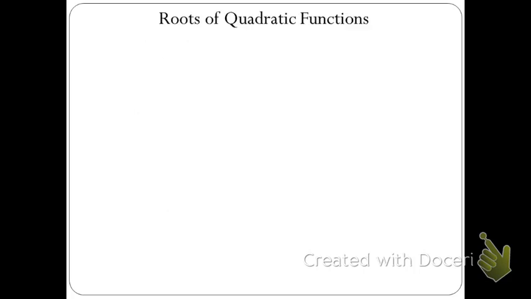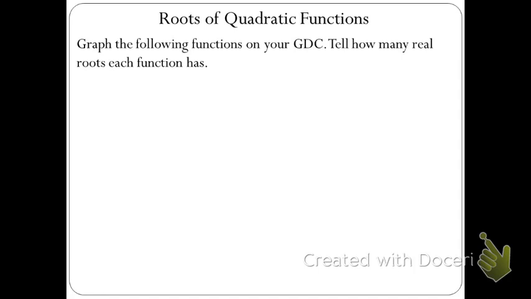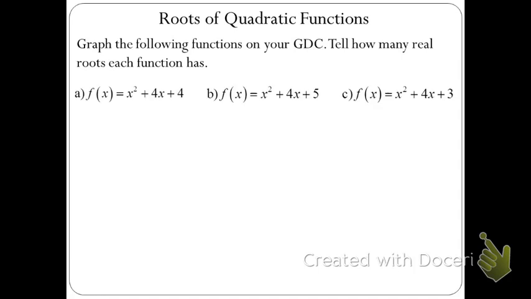With that in mind, here's what I would like you to do right now. I've given you the equations of three functions, very similar to one another. Only the constant at the end changed. That's not the point though. What I'd like you to do is to graph the following functions on your calculator and then tell how many real roots each has. Does it have two real roots? One real root? No real roots? How many real roots does it have? So pause, graph each of these on your calculator, see what you determine.